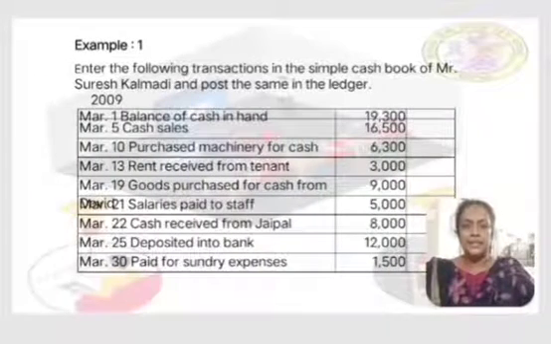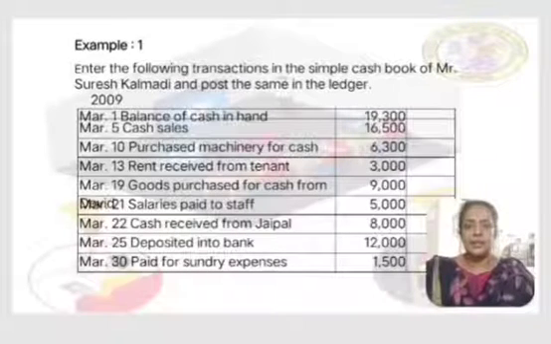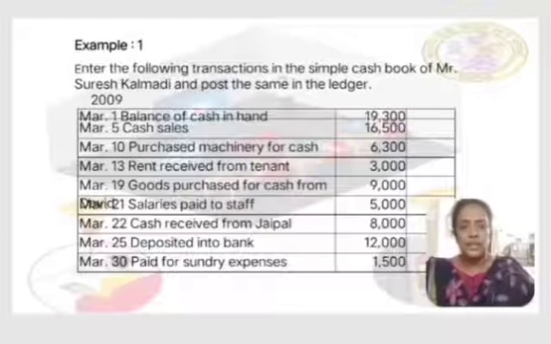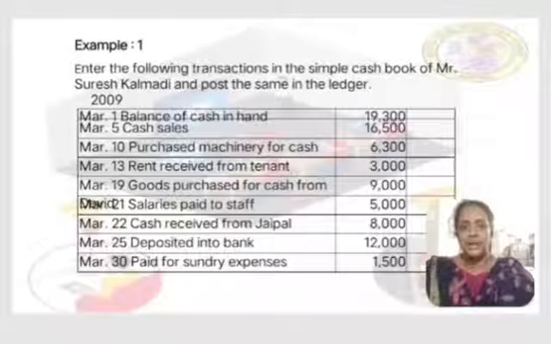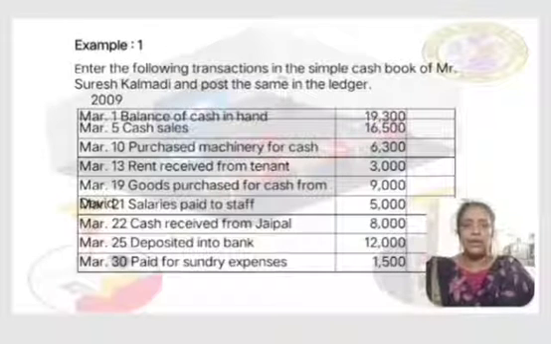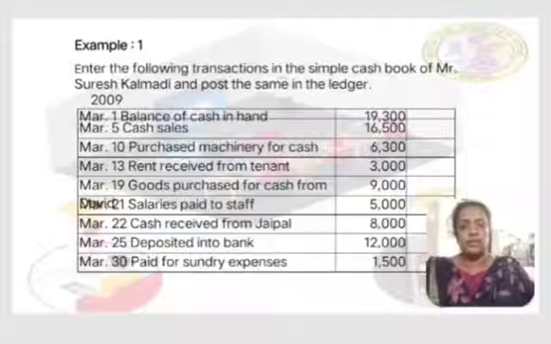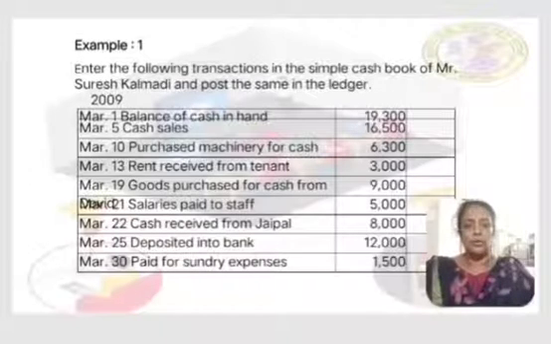Here we will discuss one simple example of a single column cash book. Firstly, it is shown the balance of cash in hand. How much balance is there in the cash? We know that all assets show the debit balance, all liabilities show credit balance. Therefore, the balance of cash means to balance brought down we have to take.